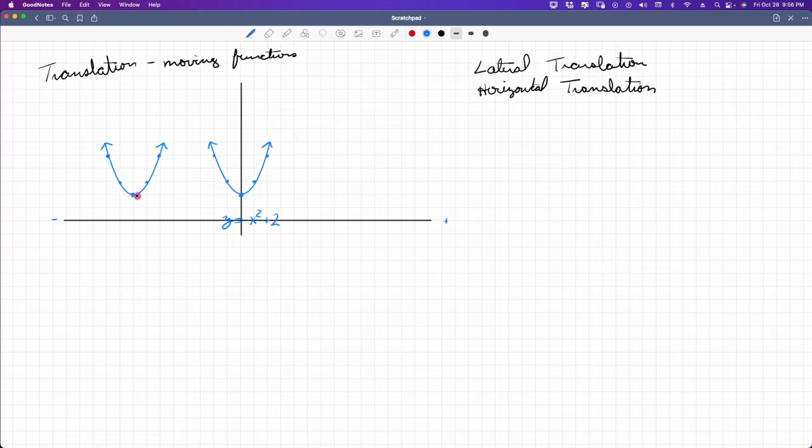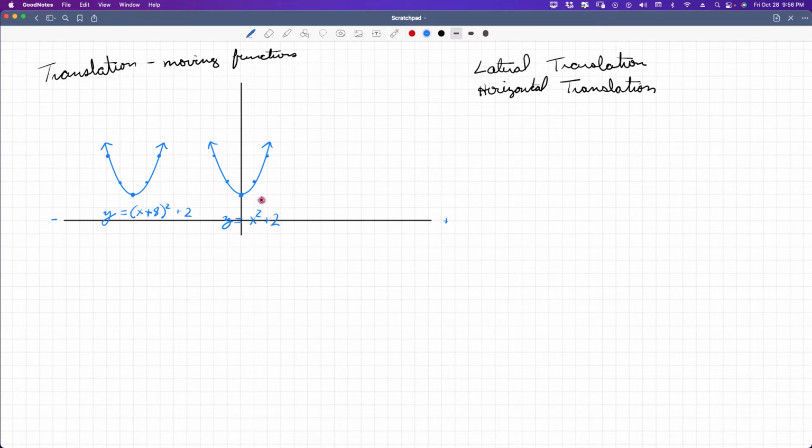So how would I translate that? How would I move that mathematically? I would write this as y is equal to x plus 8 squared plus 2. Notice I moved to the negative side of the x-axis, right? But I used a plus sign. Okay? So when we move to the negative side of the x-axis, we add the number of units.